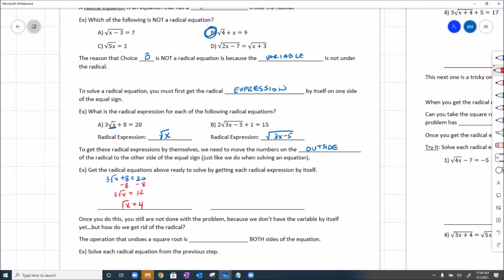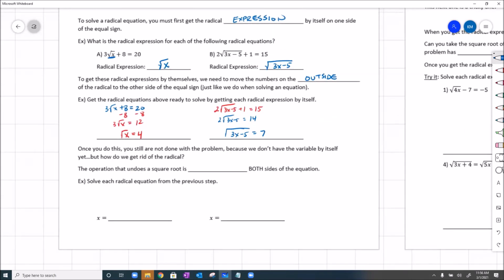In B, we'd have 2 radical 3x minus 5 plus 1 equals 15. So our first step here would be to subtract 1 from both sides. So 2 radical 3x minus 5, subtracting 1 gives us 14. Still want to get the radical by itself, so I divide by 2 on both sides. And so I get radical 3x minus 5 equals 7. Once you do this, you're still not done with the problem because we don't have the variable by itself yet. The operation that undoes the square root is squaring both sides.